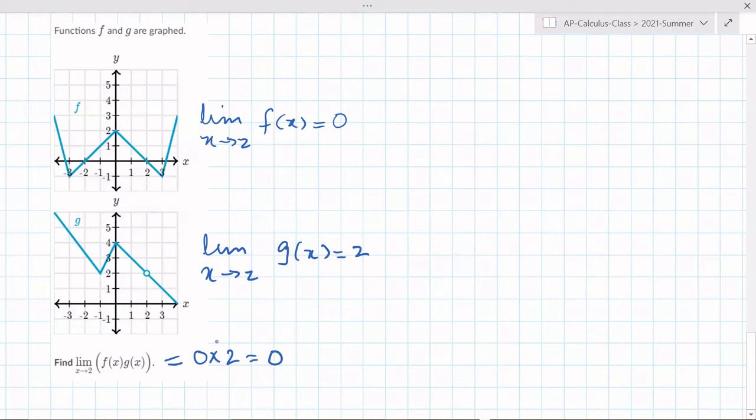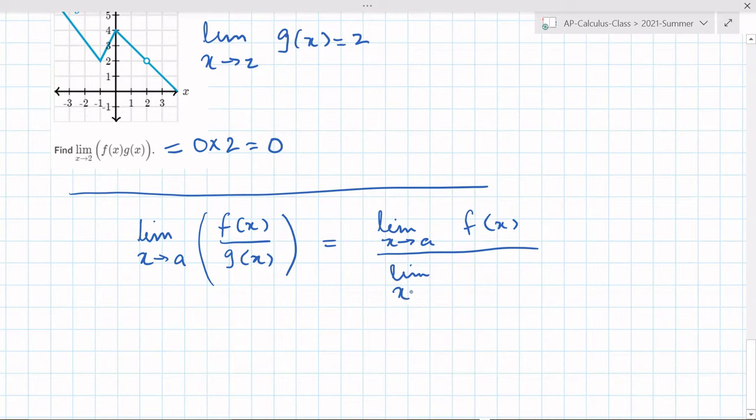If one of them does not exist, then the whole thing does not exist. So remember that. Right? Let's say the limit for g does not exist, then the whole thing doesn't, because you cannot multiply something that does not exist. So remember that. As long as both limits are there, then you will get a result. But if one of them does not exist, then the whole thing does not exist.